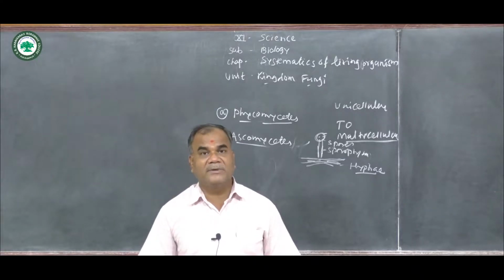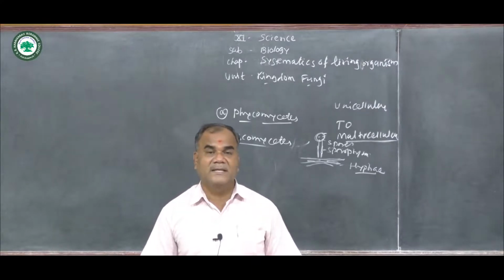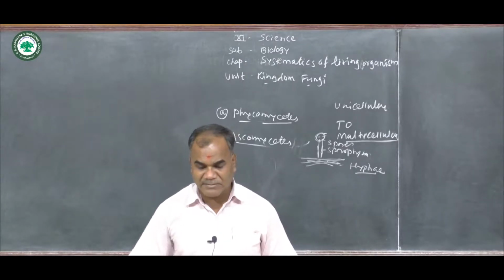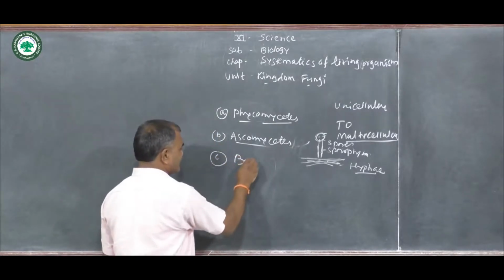Then you always know about Aspergillus, Penicillium, Claviceps, Neurospora, Saccharomyces. These types of fungi are very harmful, causing diseases to plants as well as animals. The next and important third type is the Basidiomycetes.